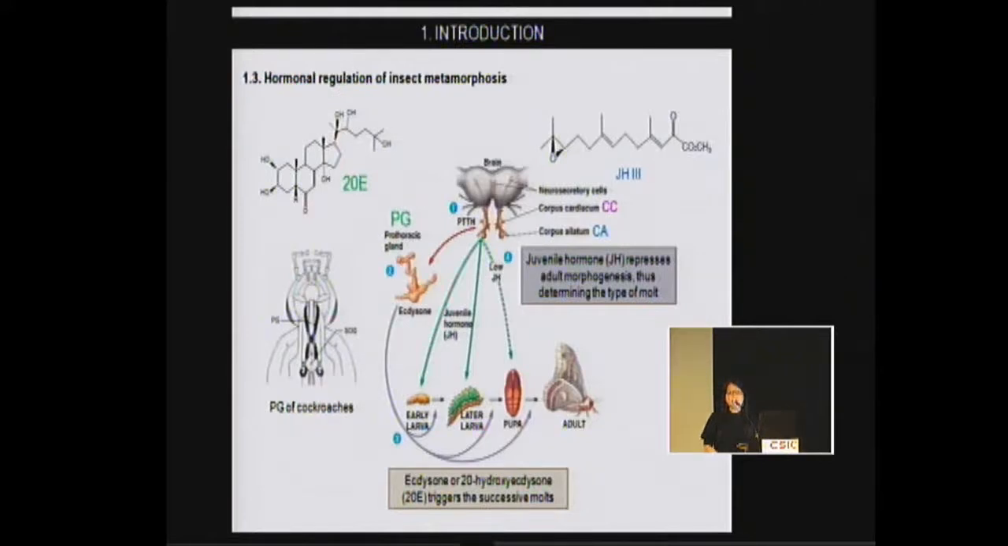For the regulation of metamorphosis, there are two main hormones that regulate metamorphosis. The ecdysone, active as 20-hydroxyecdysone, from the prothoracic gland, and juvenile hormone from the corpora allata.